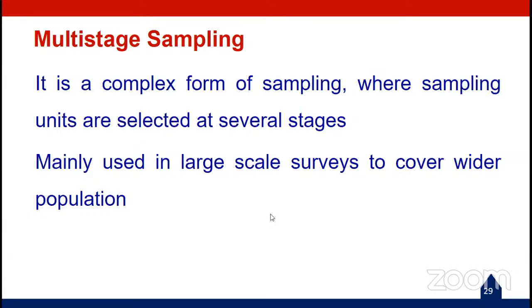How to decide the proportion for allocation? There are two approaches, as I mentioned. One is equal allocation, where we select an equal number from each of the subpopulations, or else allocate them proportionately. I told you, something like Ni by capital N into small n, where small n is the sample size.